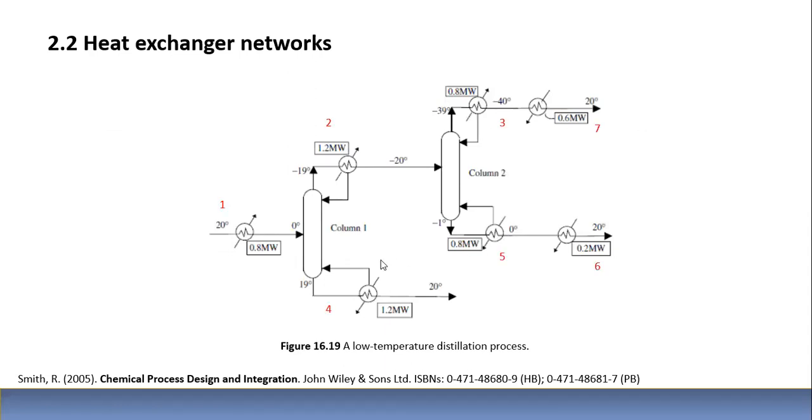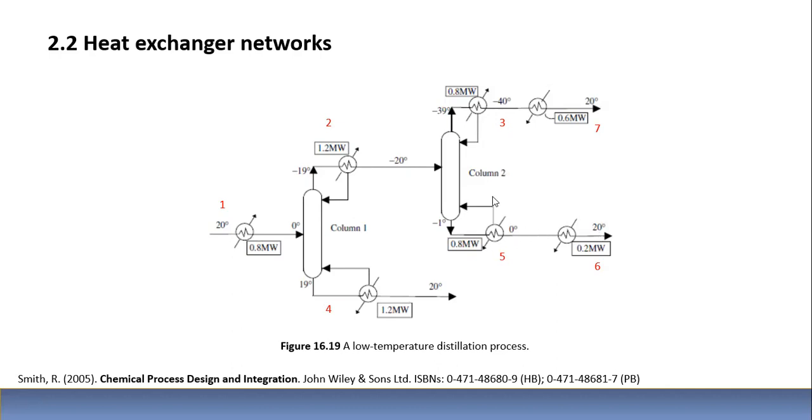So here we see all these streams, 7 streams. The first one is going from 20 to 0. The second one is going from 19 to minus 20. The third one is going from minus 39 to minus 40. The fourth one is going from 19 to 20. The fifth one is going from minus 1 to 0. And the sixth one is going from 0 to 20.